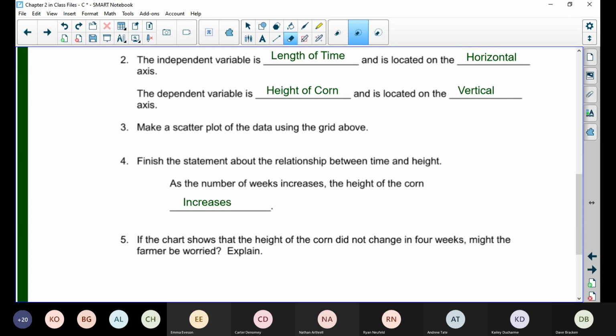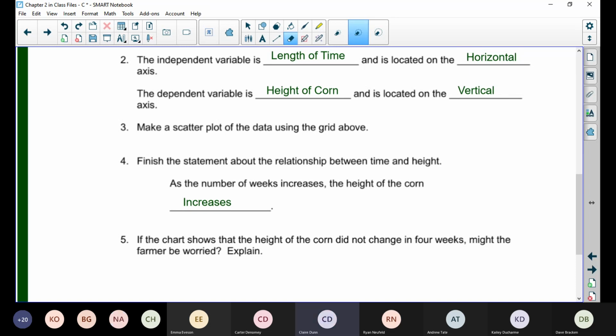Overwhelming amount of yeses. I don't see anybody with a no, except me. I put no. So I'm going to play devil's advocate here. Most of you are saying yes. Can somebody tell me why the farmer should be worried if the corn hasn't grown in a month, 4 weeks? Can somebody tell me?